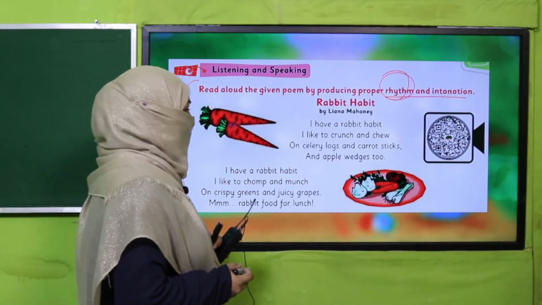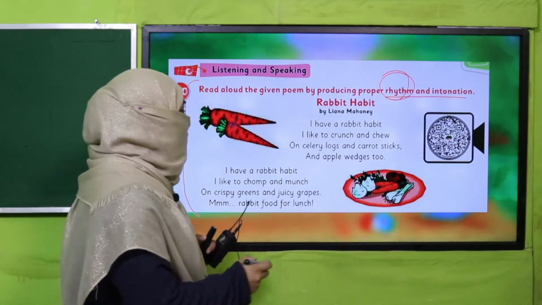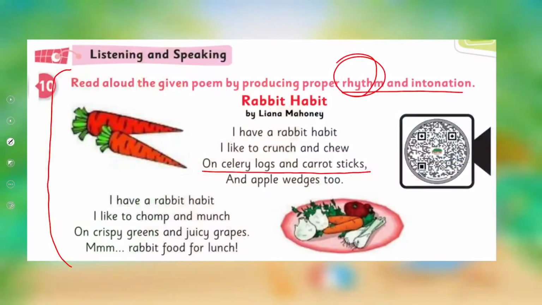I have a rabbit habit. I like to crunch and chew on celery logs and carrot sticks and apple wedges too. You see, I have a rabbit habit. I like to crunch and chew on celery logs and carrot sticks and apple wedges too.